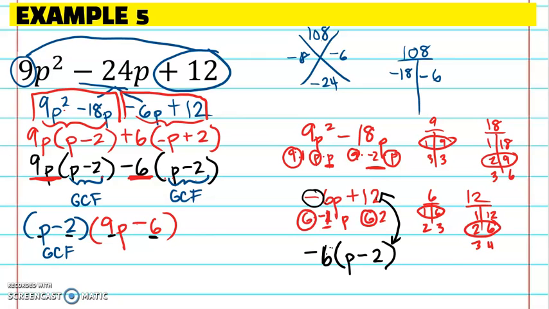Wait. Both of those can be divided by 3. So I have to pull 3 to the front because it's a common factor. We always pull the common factors out. And then I just see what would be left.